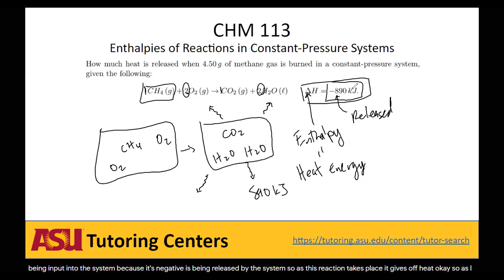This number represents how much heat is lost for every 1 mole of methane, or equivalently for every 2 moles of oxygen that are used, or every 1 mole of carbon dioxide that's produced, or every 2 moles of water that's produced. You can think about it in any of those 4 contexts. The one that we're going to focus on is methane, because we're told how much methane we have. So if we have 4.5 grams of methane, if we find how many moles that is, we can then determine the total amount of enthalpy of this reaction.